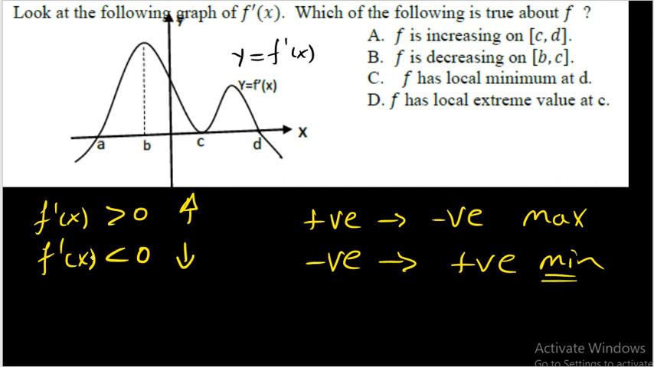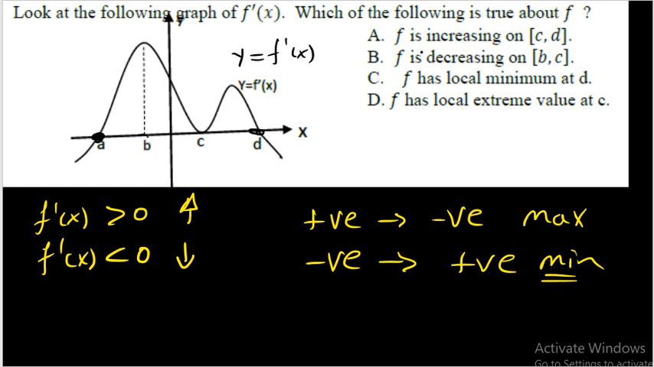So where are the positive intervals? When you look at the graph now, the positive intervals are from A until D, like from A to B, or from B to C, or from C to D. Those are increasing because the graph is completely above the x-axis, which means it's positive. The graph below the x-axis is the negative interval of the derivative, and that's going to be decreasing. So let us see the choices now.